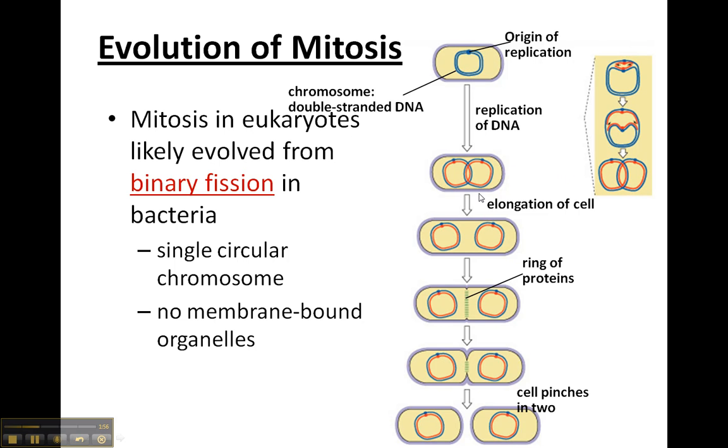Then what will occur, and this is so much simpler, is the cell will actually elongate, and in the middle will be a ring of proteins that will then eventually pinch apart the two cells.